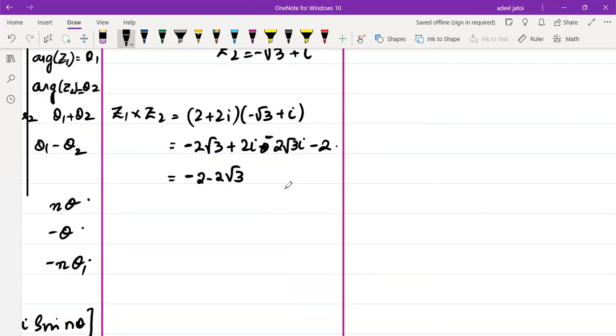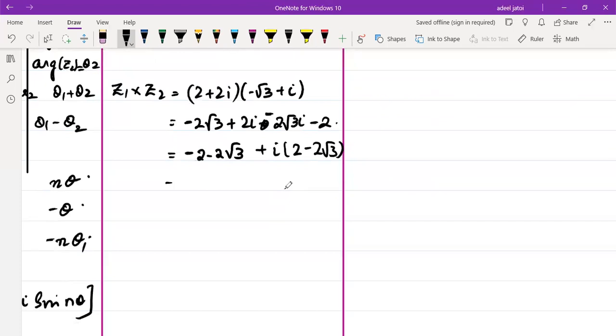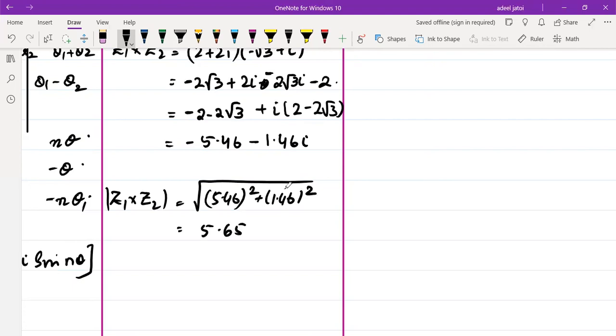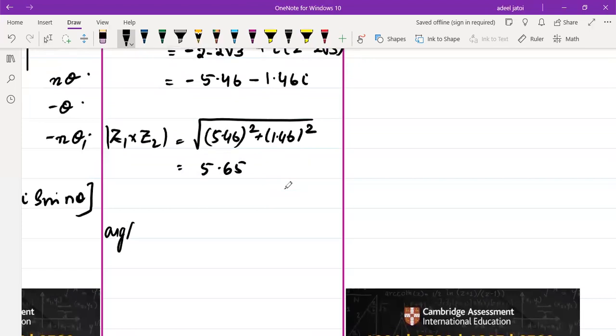minus 2 under root 3 plus iota. Obviously, let's take iota as common. This is 2 minus 2 under root 3. So solving this out, minus 5.46 minus 1.46 iota. If we take the modulus of Z1 into Z2, the modulus will be under root 5.46 whole square plus 1.46 whole square. The modulus is 5.65.